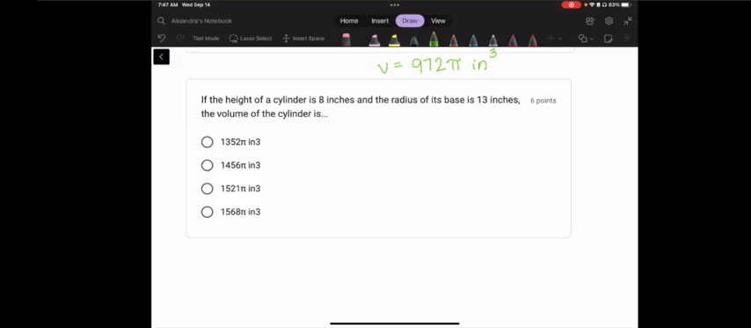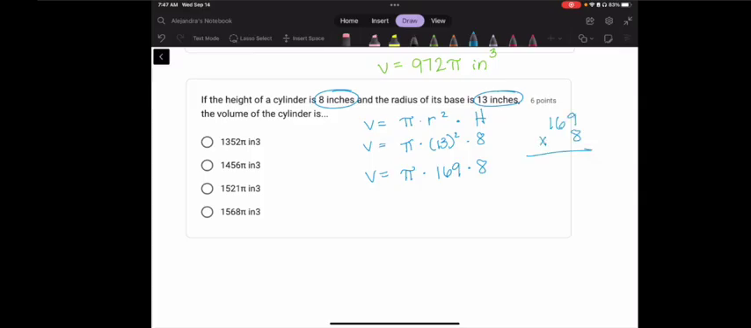If the height of a cylinder is 8 inches and the radius of its base is 13 inches, the volume of the cylinder is. So the volume of the cylinder is calculated by having the area of the base, which is a circle, and that's going to be pi times the radius to the second power, and then everything will be multiplied by the height. So they tell me that the radius is 13 and the height is 8. So the volume equals pi times 13 to the second power times 8. So the volume will equal pi times 169 times 8.